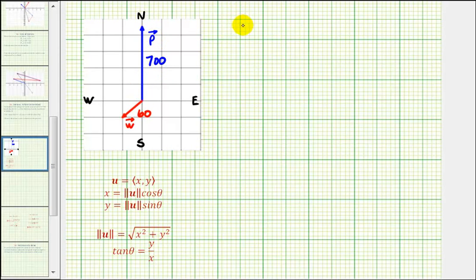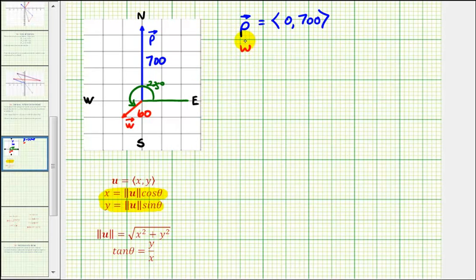Well, for vector p, since it's heading due north, we know the horizontal component would be 0, and the vertical component would be 700. But for vector w, we'll have to use these two formulas here to determine the horizontal and vertical component. So we need to first recognize that our angle theta, measured from the positive x-axis, would be 225 degrees since it's blowing out of the northeast. And then since the magnitude is 60, we can find both the horizontal and vertical components.